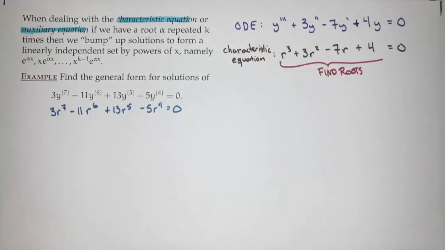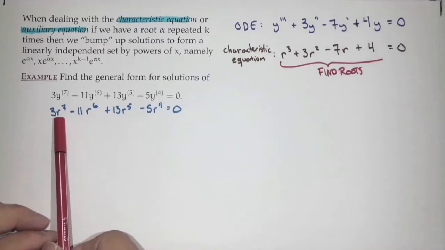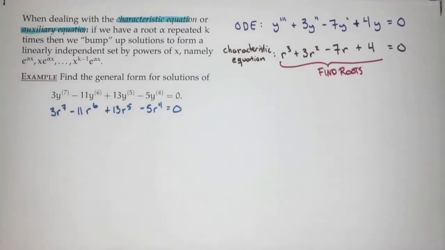All right. And now we want to find the roots. And we should point out, r to the 7th means this is a 7th degree polynomial. It means that there are 7 roots to find. Okay. So, how do we go about finding our roots?